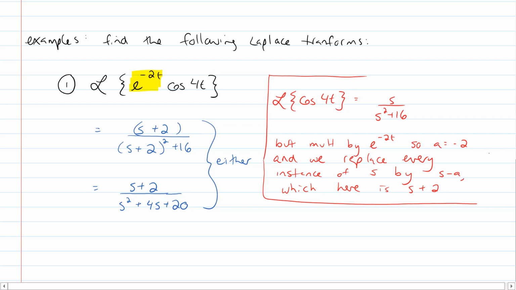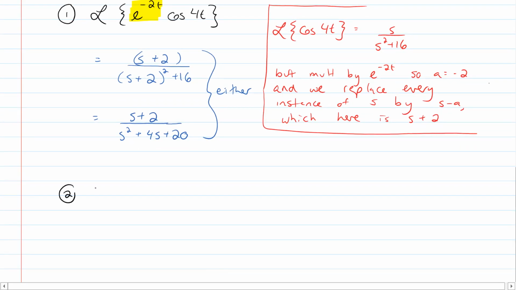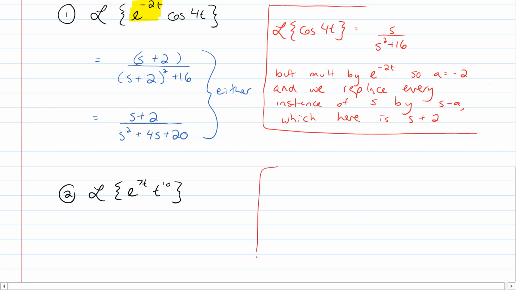Let's do the same thing for our next example. We're going to take the Laplace transform of e to the 7t times t to the 10. And in our little box to the right, we're going to note that the Laplace transform of t to the 10 is going to be 10 factorial over s to the n plus 1, so s to the 11.